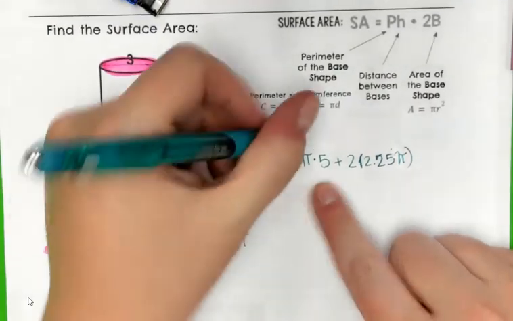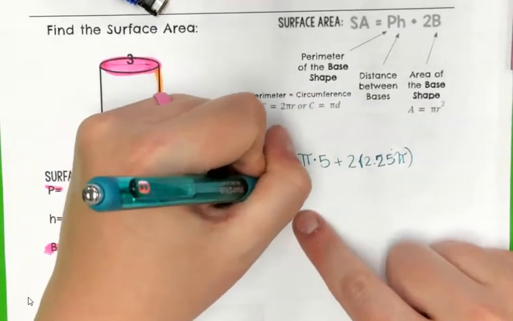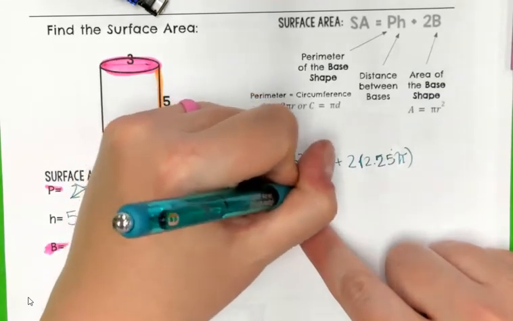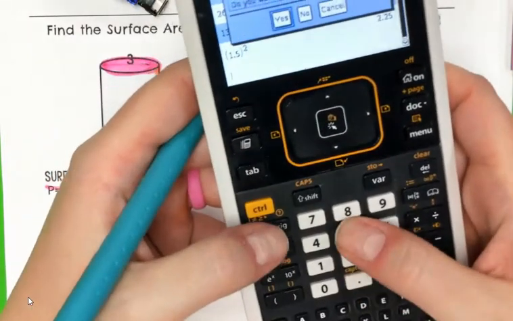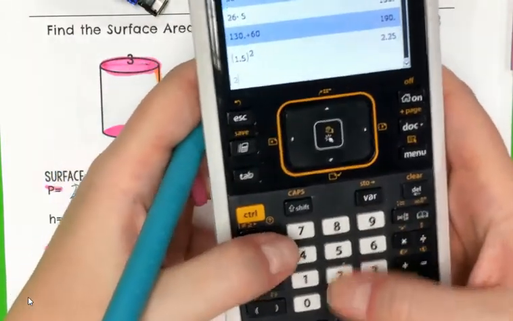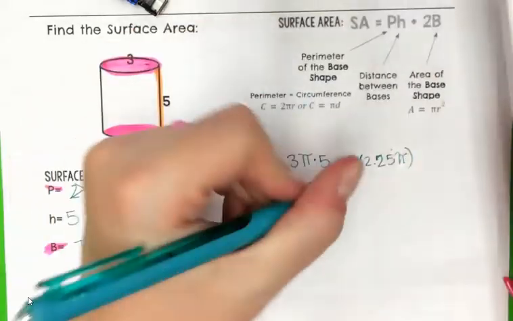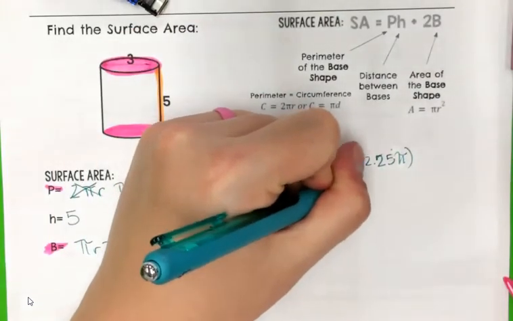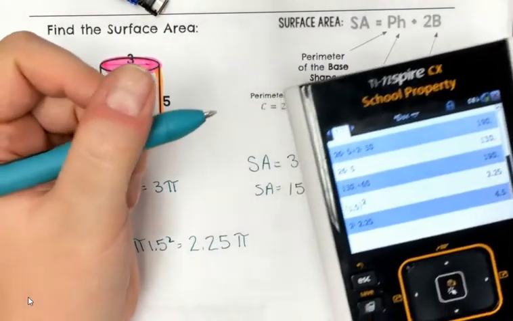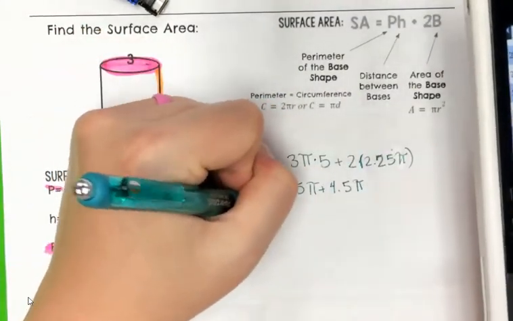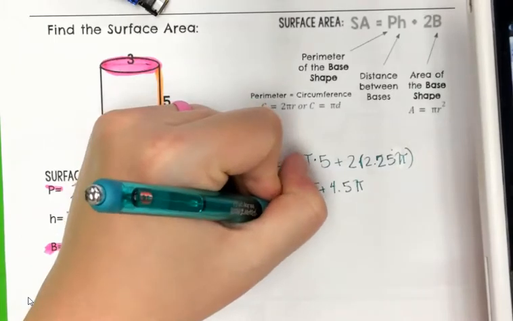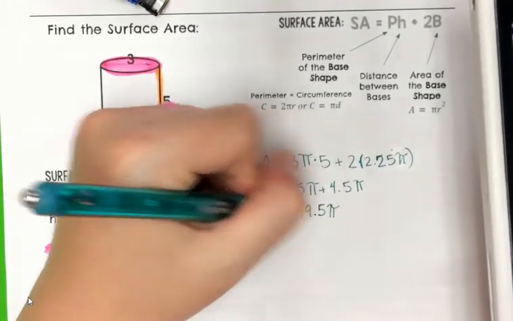All right, so surface area equals, that's 15 pi plus 2 times 2.25. Oh goodness, what did I just do? 2 times 2.25 is 4.5. Then we add those two numbers together. Surface area would be 19.5 pi.